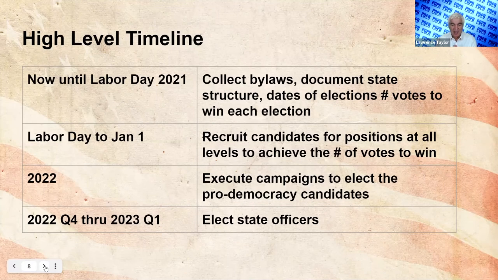And then starting in probably Q4 of 2022 through Q1 of 2023 is when most of the states elect their officers. And again, you need to verify this, but usually around the time after the presidential election, or that time frame in November through the end of Q1, is when states do their reorganization and you do your election of state officers. Again, you need to document the times.